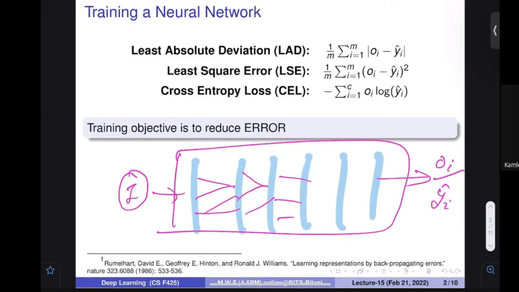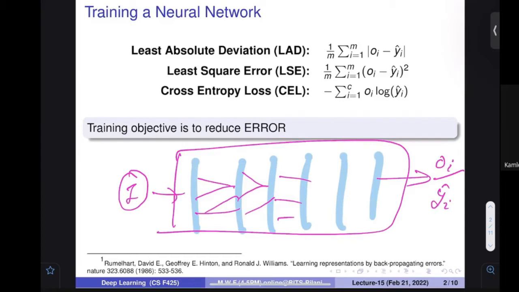So you know that you have to define a loss function, and with respect to that loss function you change the parameters in such a way that after some time the value gets stabilized and the distance between oi and yi is minimized. This is the standard procedure; I'm not telling you anything new.